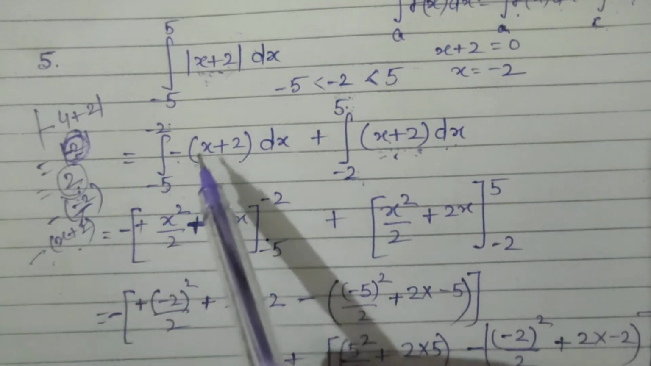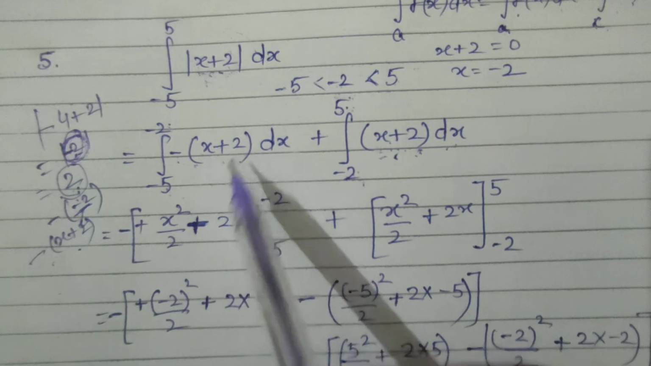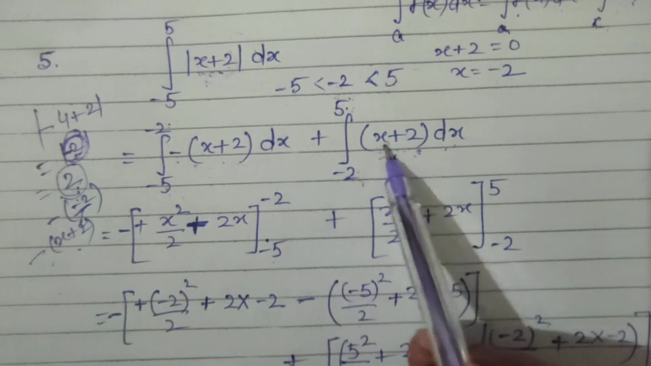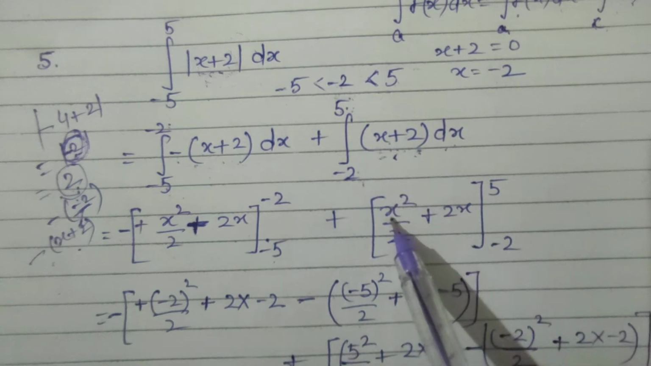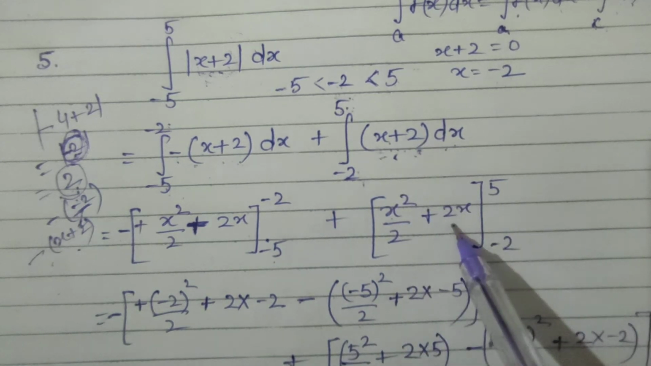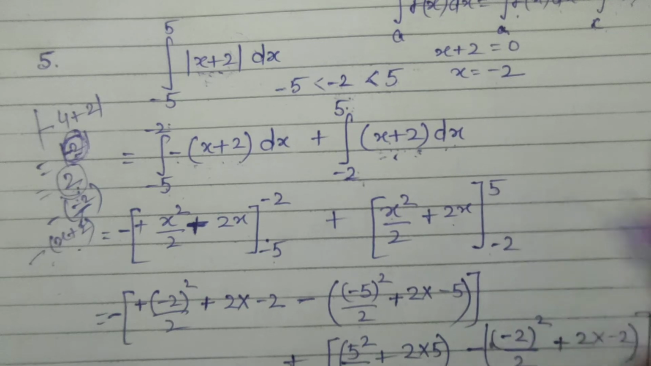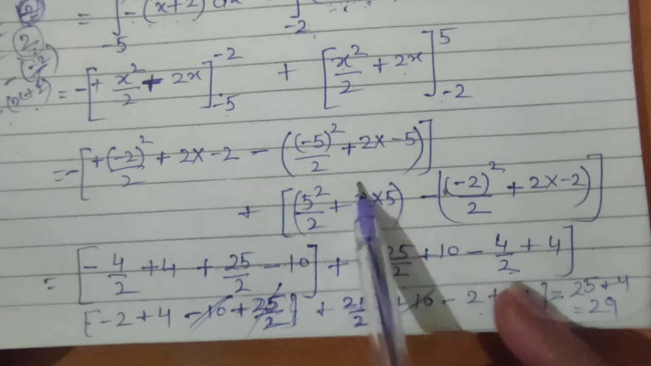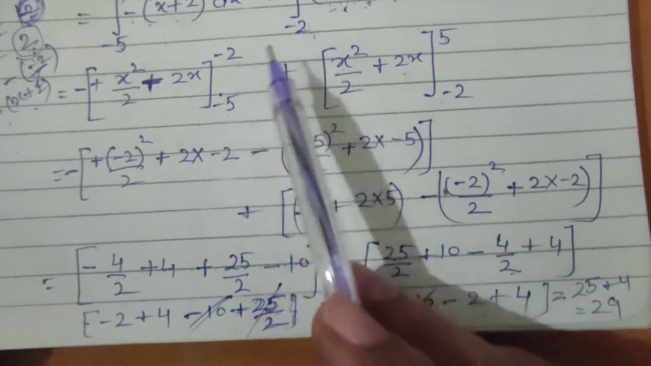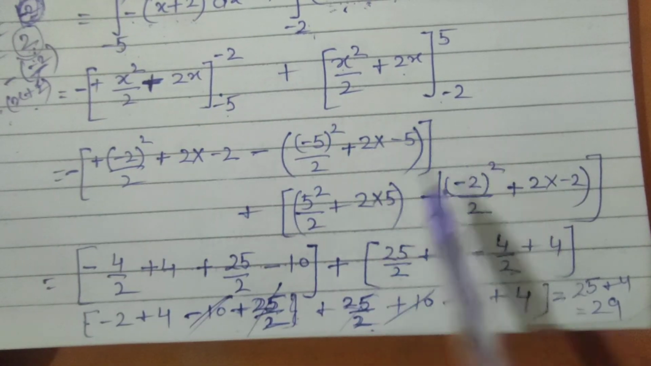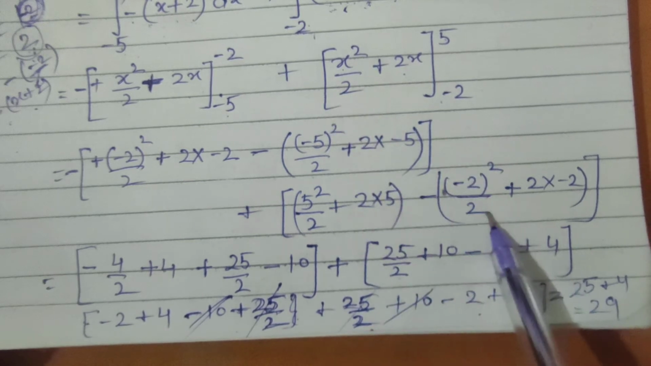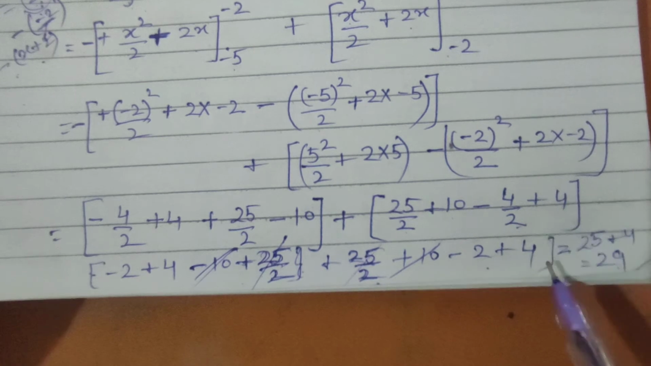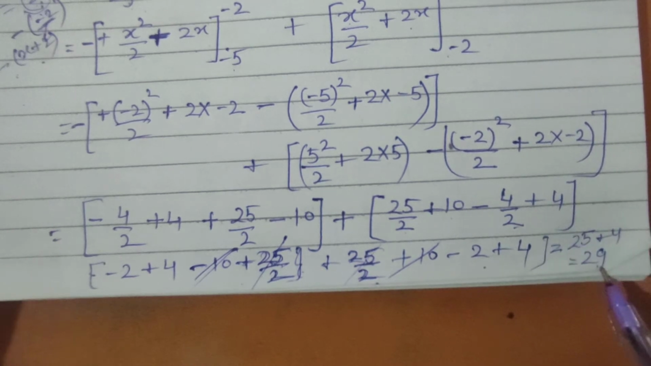Then we will solve this by using integration. Minus we will take outside. Integration of x is x square by 2, integration of 2 is 2x, with limits minus 5 to minus 2. Here also, integration of x is x square by 2, integration of 2 is 2x, with limits minus 2 to 5. Then we will put the limits: firstly the upper limit, then minus the lower limit. Here also upper limit minus lower limit. After solving this we will get the answer 29.